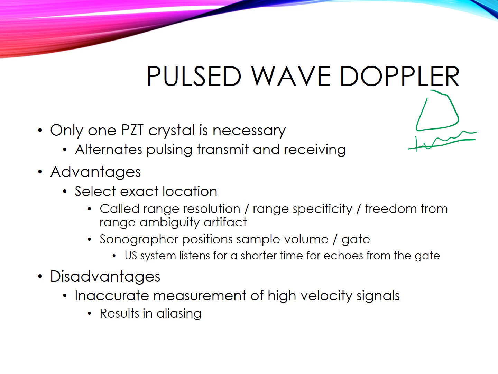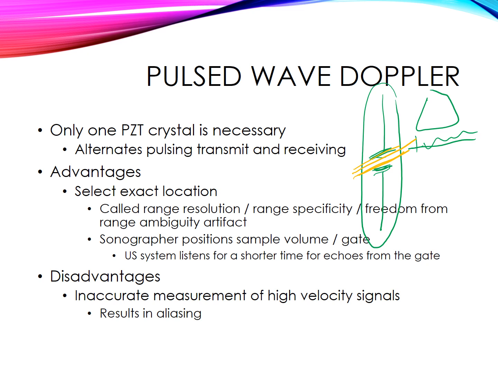The advantages of the pulse wave Doppler is that we can then select exactly where we want to get information back from. You may have noticed when you activate your pulse wave Doppler, you get this beam line with the two little lines running parallel to one another, which is called our gate. We can place this gate exactly where we want it to be, and so we know exactly where we're getting information back from. When we do this, we are fixing that range ambiguity, and we call that range resolution, range specificity, or freedom from range ambiguity artifact. So we can pick our exact location that we want to get information back from. That's a great advantage for it.